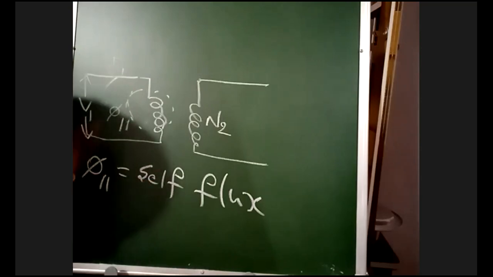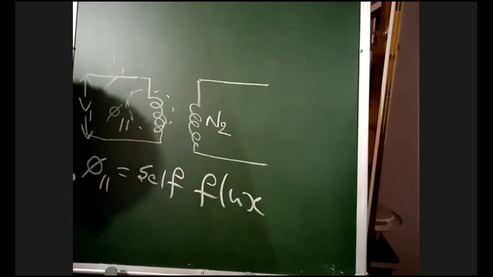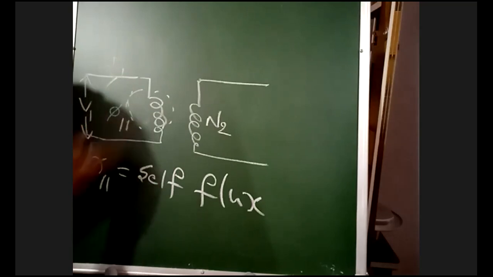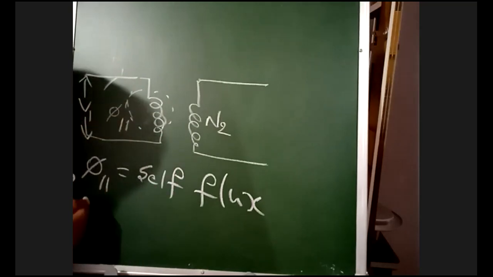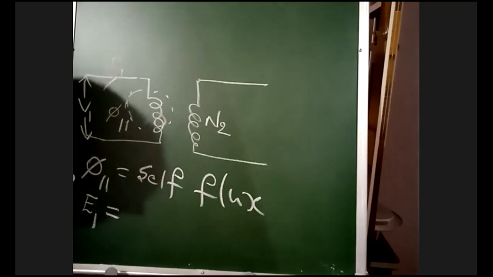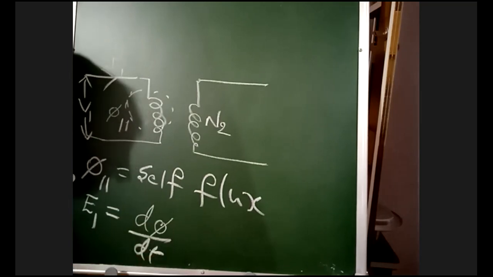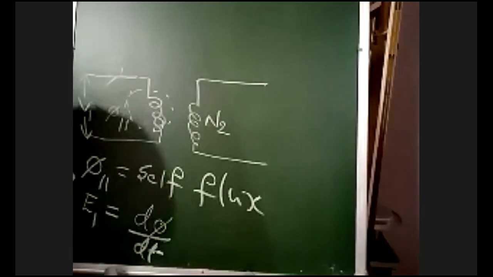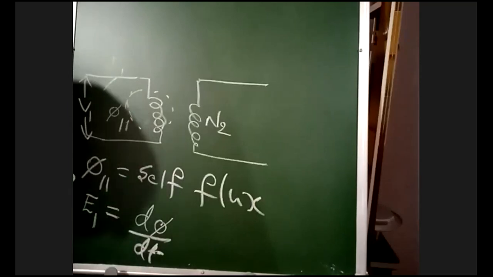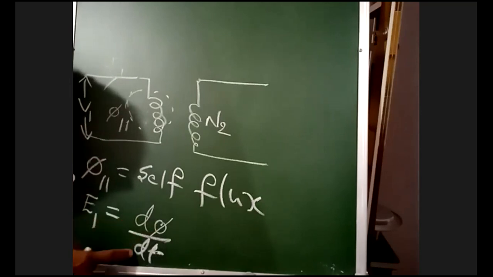Now see here, in the primary coil flux is developed. Now what about the secondary coil? Let us concentrate on the first coil only. Then what is the EMF induced in the first coil? What is Faraday's second law? EMF induced in the coil is equal to the rate of change of flux linkage with respect to time, d phi by dt.